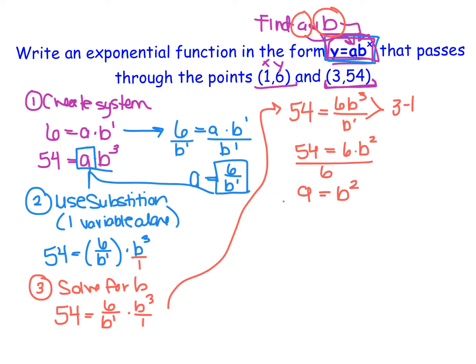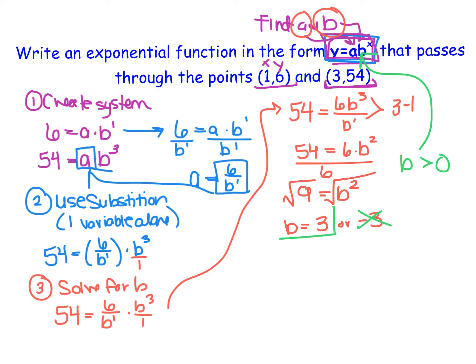To undo a squared, I use a square root. So if I square root 9, I know that b could possibly be a positive 3 or a negative 3, because either one of those numbers when squared gives me 9. And then if I realistically think about this, I know that this multiplier value has to always be positive. So b is always greater than 0, and because of that, I can eliminate the negative 3. So I know that my b value here is equal to 3.